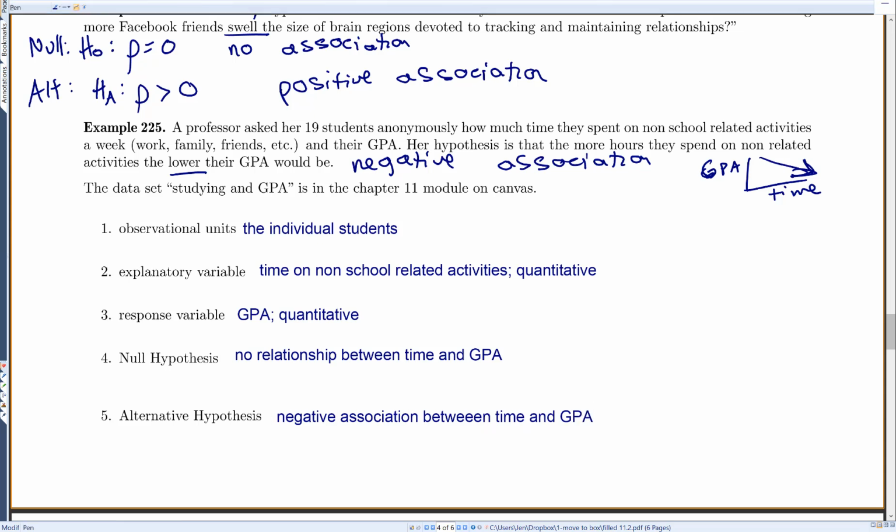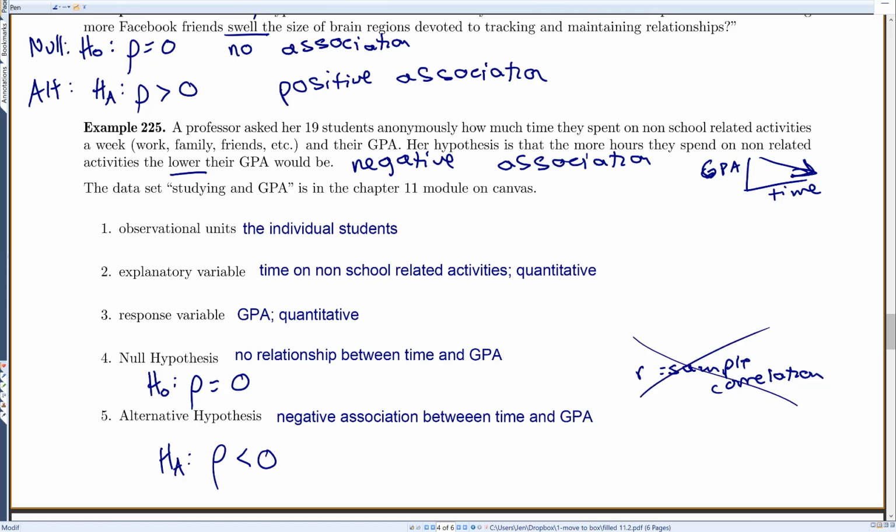Let's also practice writing in symbols. For our null, it would be that my population correlation equals 0. For our alternative, it'll be that my population correlation is less than 0. When you write your hypotheses, make sure you're using rho. Don't use r, because r is your sample correlation, and your hypotheses should never be about your samples. Hypotheses are always about population parameters.